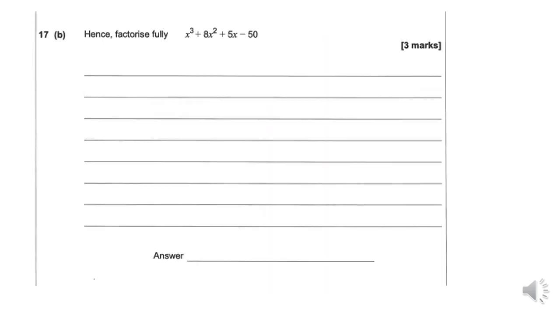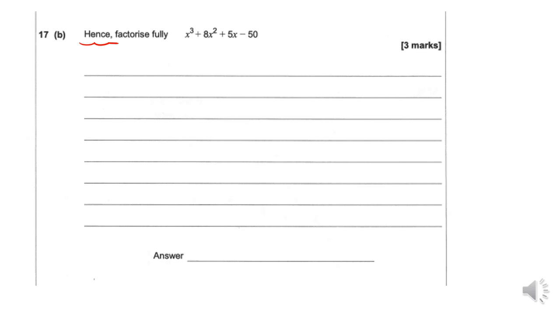Now it says hence fully factorise. So when it says hence, you've probably already got something useful somewhere to use. So make sure you use it. I know that I've got x minus 2 as a factor, which is something useful. So here I can either do the long division, the algebraic division, or I can compare coefficients.